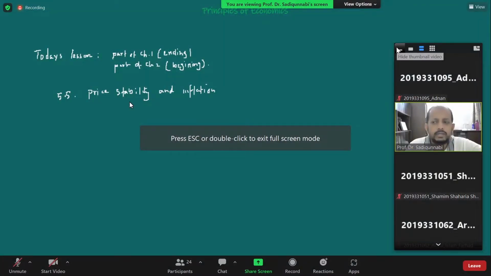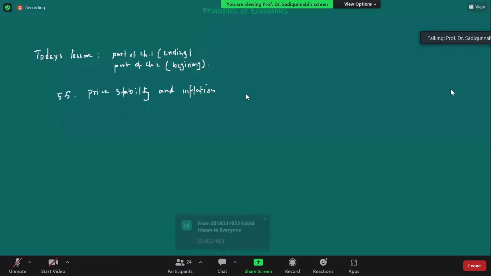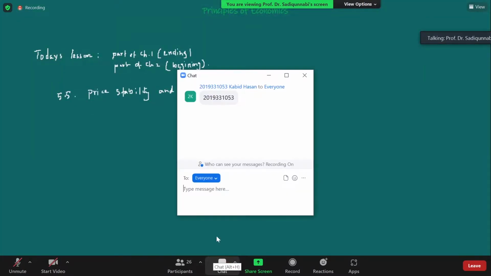And we have seen how we can measure price. In the last class I said that there are some price indices.